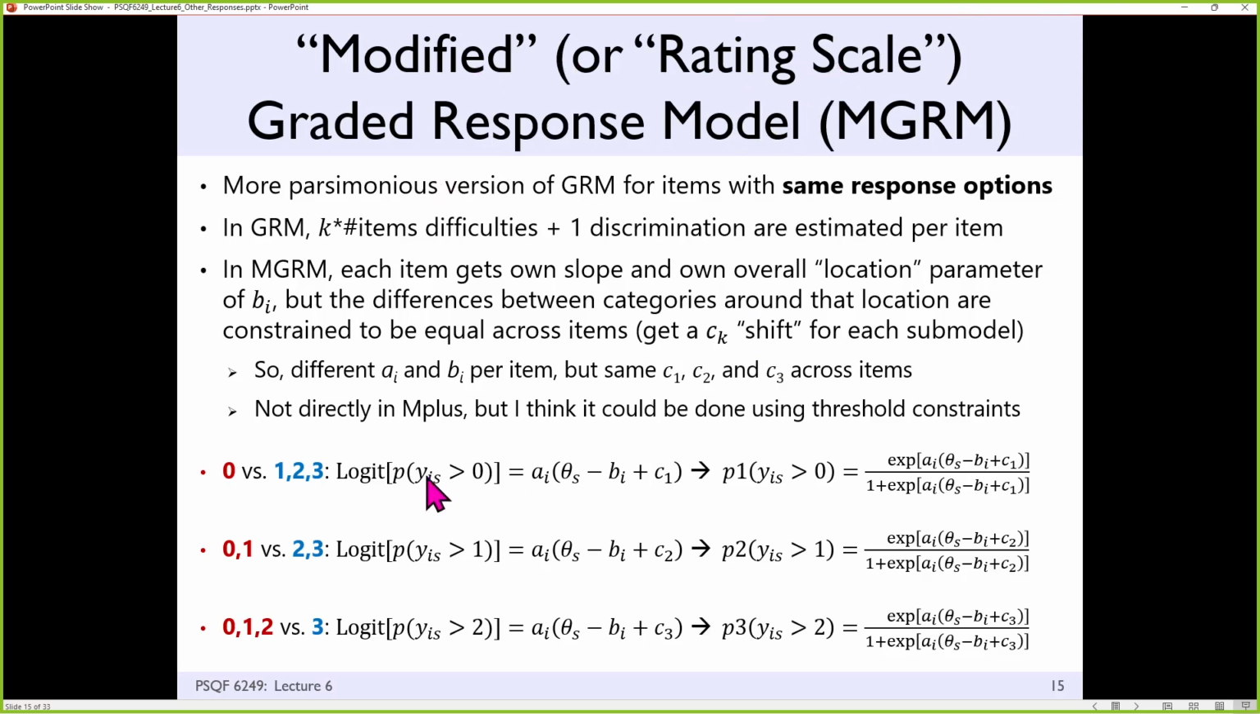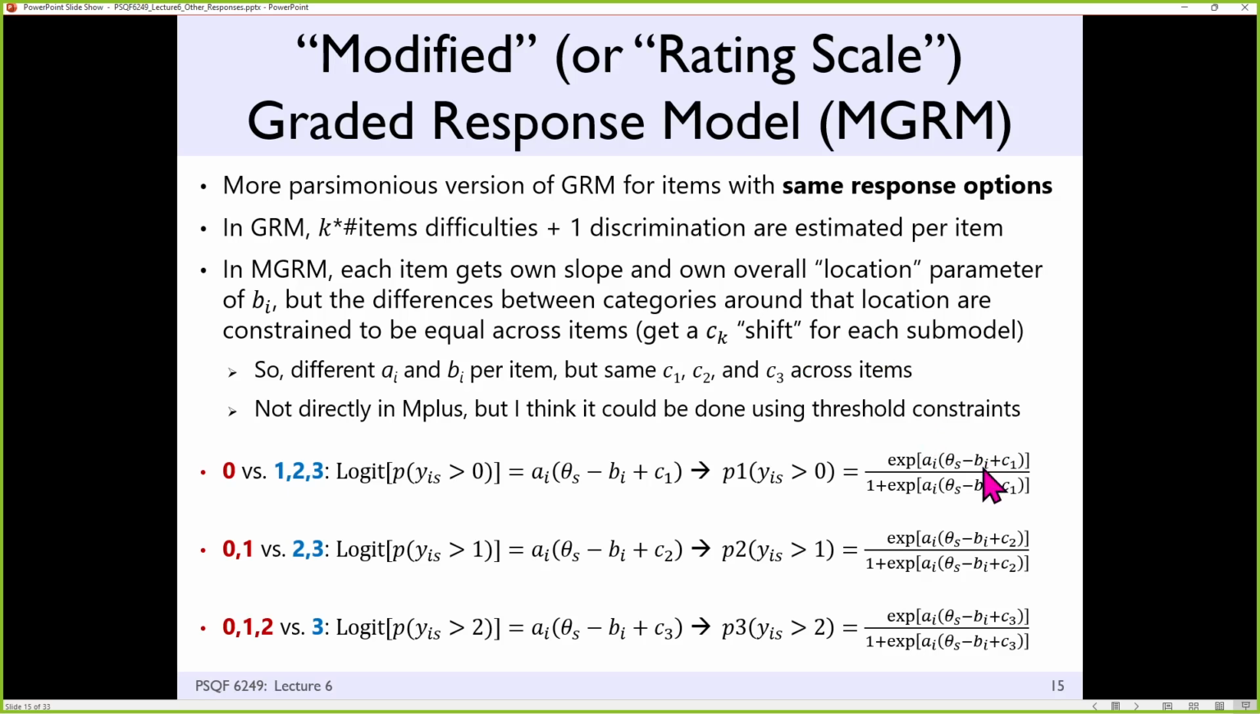And this one is not directly available in M+ or Lavaan, but I feel like it could be if you could figure out the constraints needed to do it. And I've done that before and had some success, but I didn't want to present it this time. Basically, the idea of this model is that what you're holding equal are the relative distances between the difficulties.